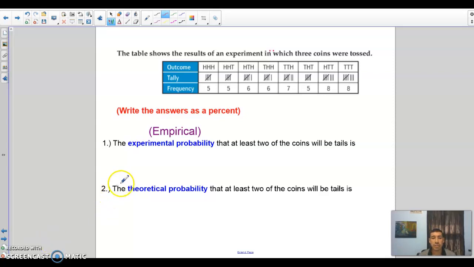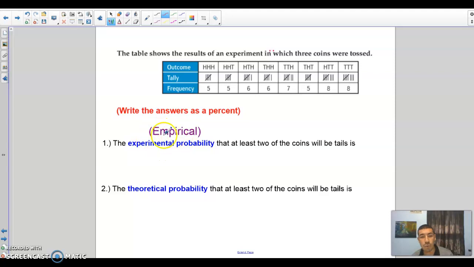Okay, class, today we will be discussing two types of probabilities. The very first one is called experimental probability, and for my math model students, it's known as empirical, but it's the same thing, experimental probability or empirical probability.